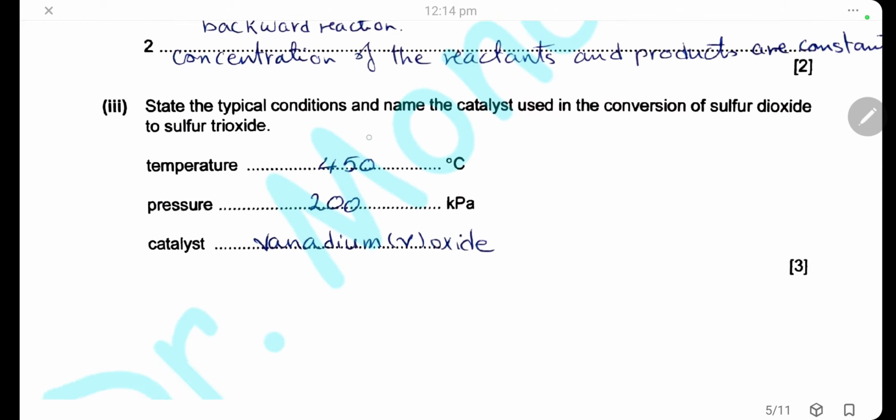State the typical conditions and the name of the catalyst used in the conversion of sulfur dioxide into sulfur trioxide. The temperature, of course, is 450 degrees Celsius. The pressure is 200 kilopascals, and the catalyst is vanadium pentoxide.